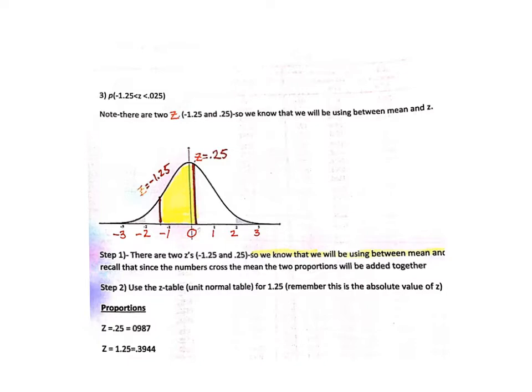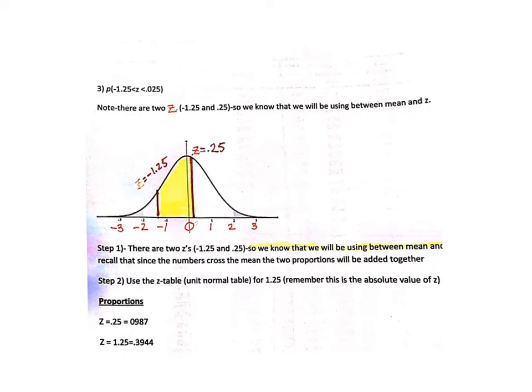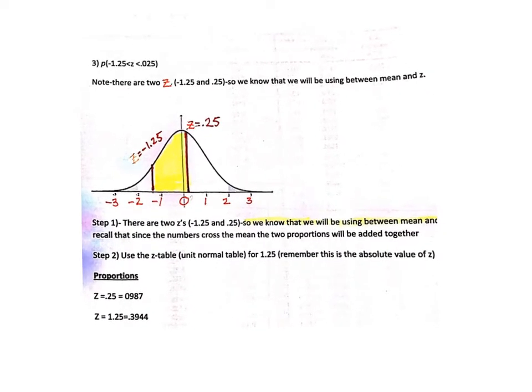All right, so what we would do is go to the z table, the unit normal table, and the first z that we would look for would be 1.25. And remember, that's going to be the absolute value of z. Then the other z that we would look for is 0.25. Remember that what you're looking for is the proportion between the mean and z. So one proportion is 0.0987, and the other proportion is 0.3944.